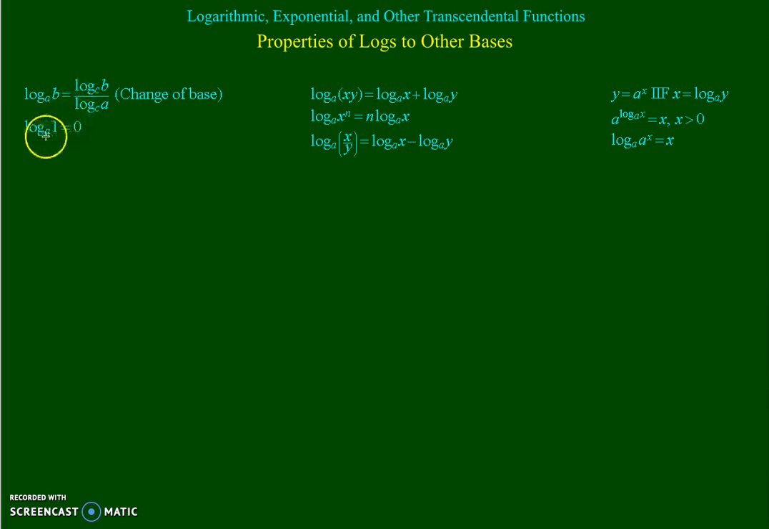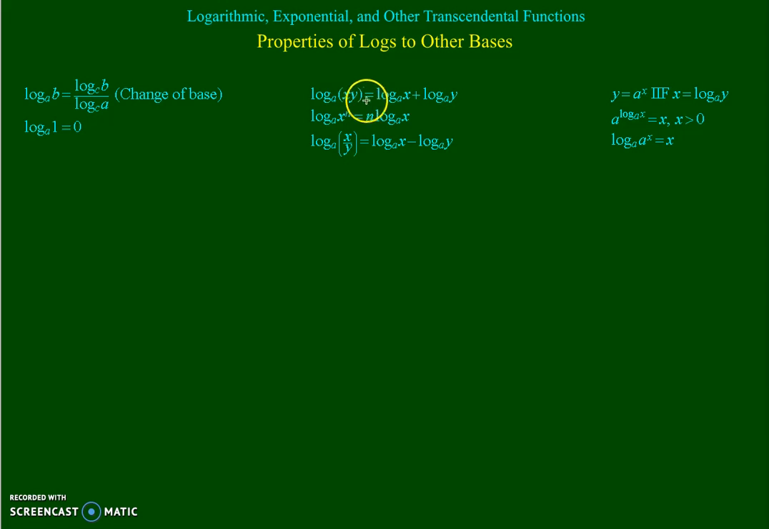The next property is log to the base a of 1 is 0. Log to any base of 1 is 0, and that's simply because the graph of any logarithmic function always has an x-intercept of (1, 0).